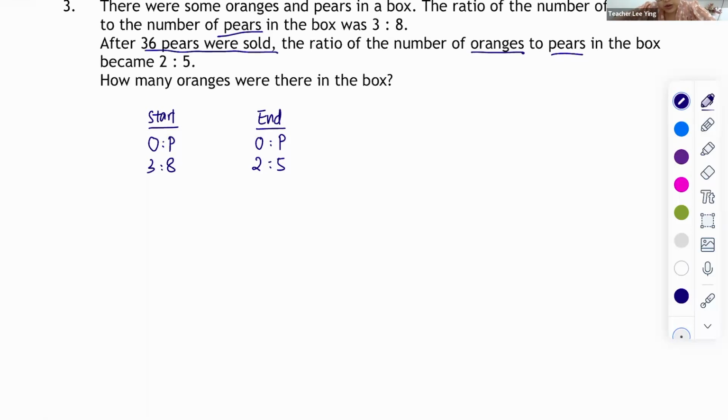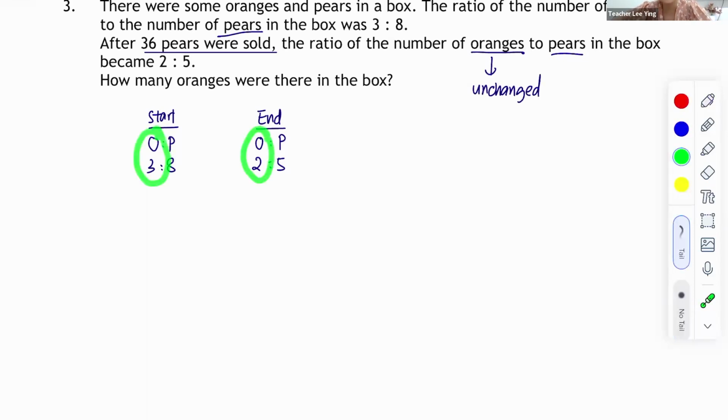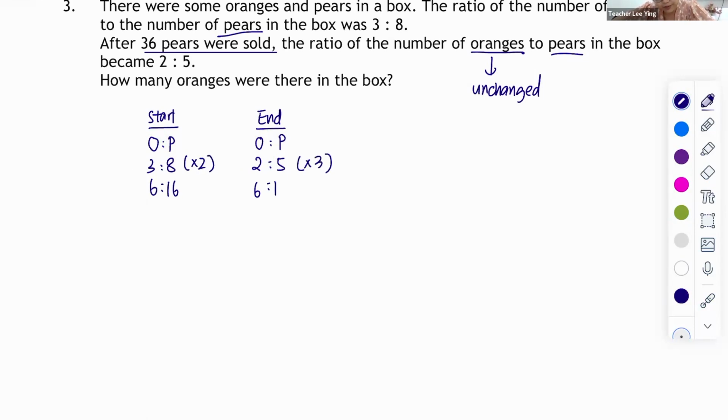So what did not change in the question? You will realize that the number of oranges remains unchanged. So we are going to make the oranges the same because it remained unchanged. So what's the lowest common multiple of 3 and 2? It is actually 6. To turn oranges into 6 units, I must multiply by 2 here, and I must multiply by 3 over here. So now we can see that for pears, the pears at first was 16 units, and the pears in the end was 15 units. So there is 1 unit difference.